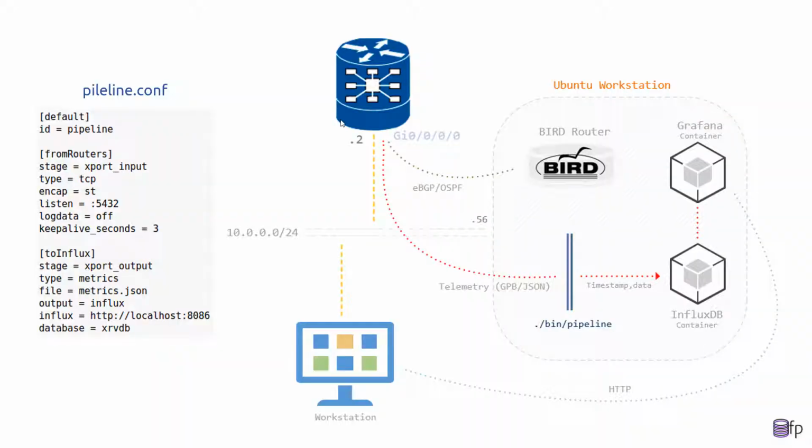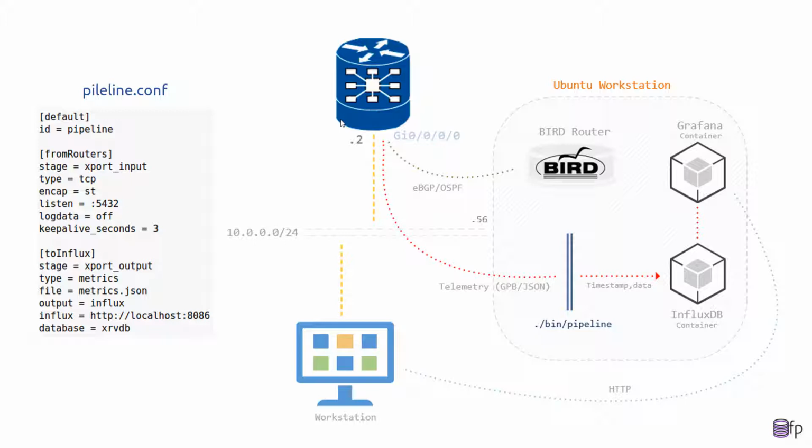So let's talk about Pipeline. This is the setup for the little demo that I'm going to show you. As we said before, Pipeline is an open source MDT collector developed by Cisco. It's written in Go, and its main function is to receive the incoming telemetry data, decode it, and spit it out onto your different systems.